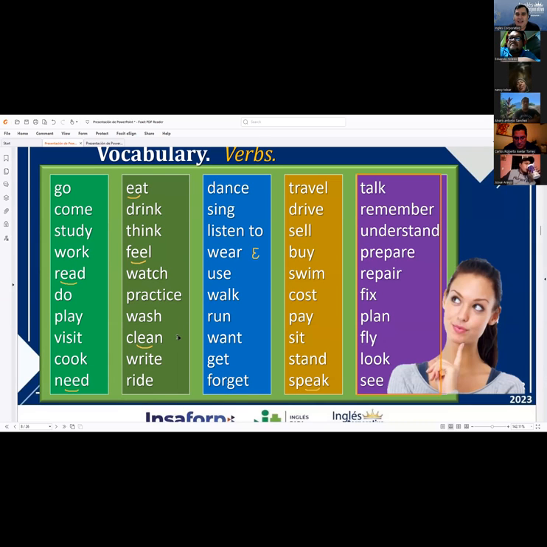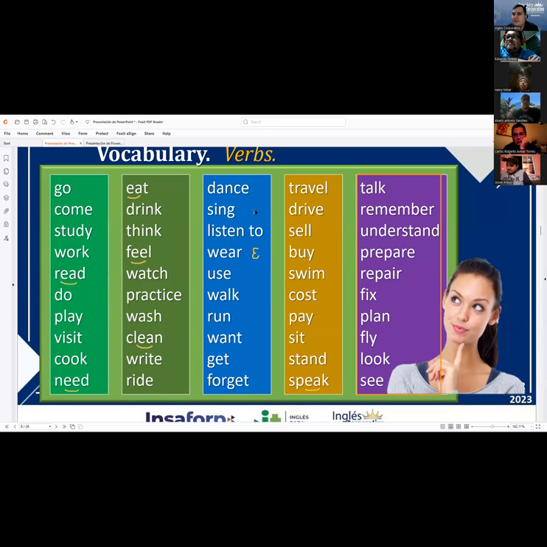Clean. I clean the table. Clean the desk. Write. I write reports. I write stories. Ride. Okay, ride a horse. I ride a bicycle. I ride a camel. So I ride a camel. I ride a motorcycle. Okay. I dance salsa. I dance merengue. I dance the cha-cha-cha, okay?